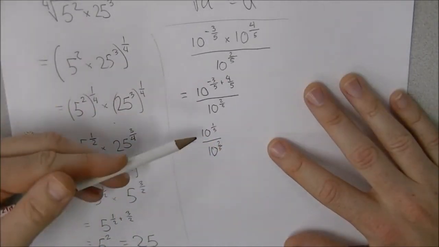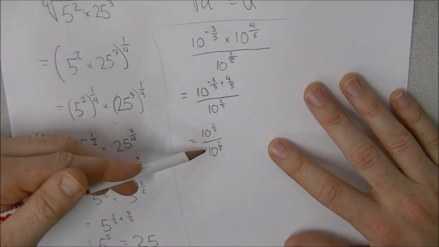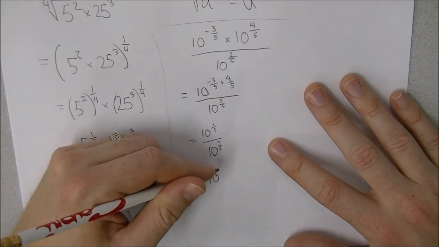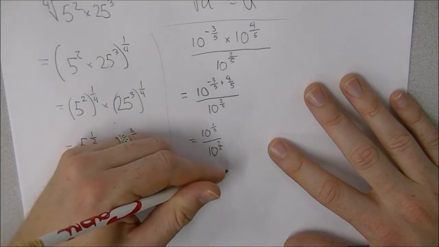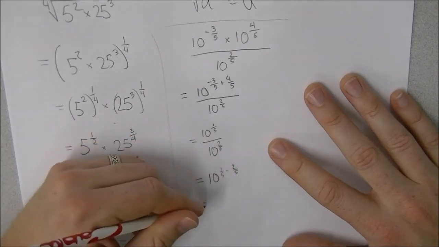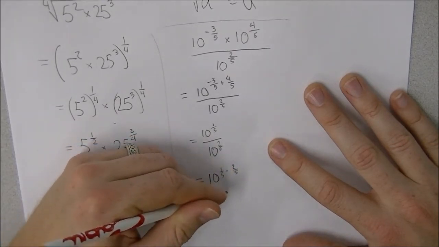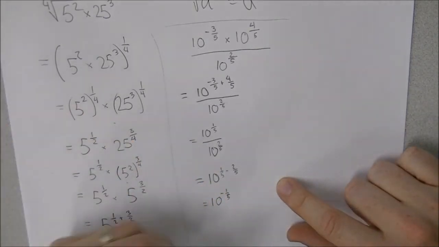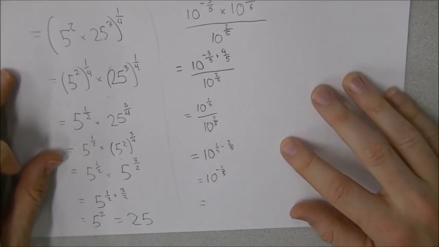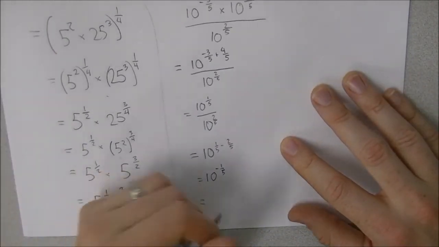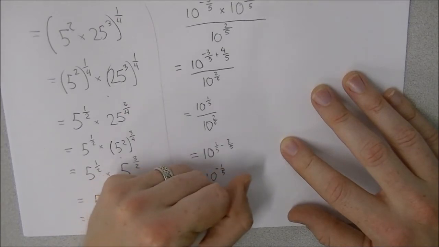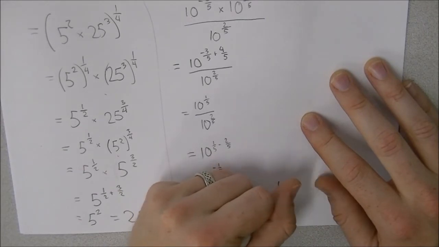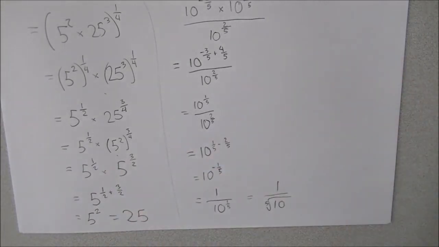Okay, so now I've got same base, but I'm dividing, so that turns into a subtraction. So this turns into 10 to the 1/5 minus 2/5. So that gives me 10 to the negative 1/5. Okay, so I could then rewrite this as a fraction, saying 1 over 10 to the 1/5, which I could rewrite as 1 over the 5th root of 10.